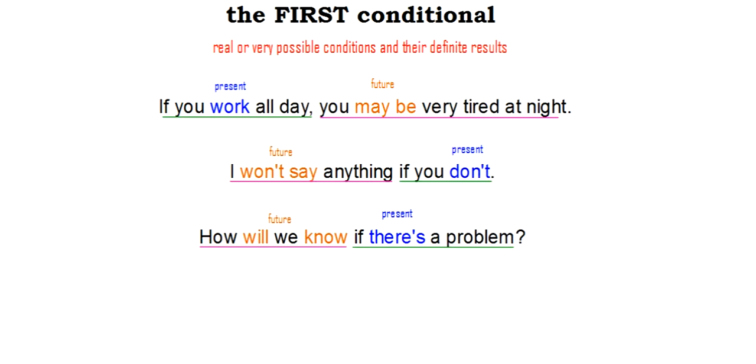Or have a look at this second example. I can also use going to structure. So there are many different ways to present the future. But remember the first conditional, the condition is in the present, the result is in the future.